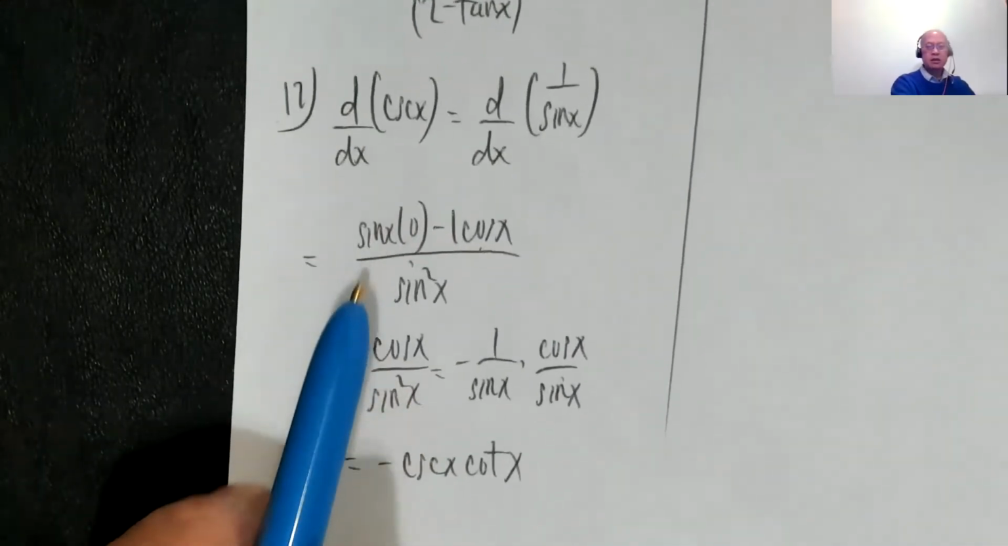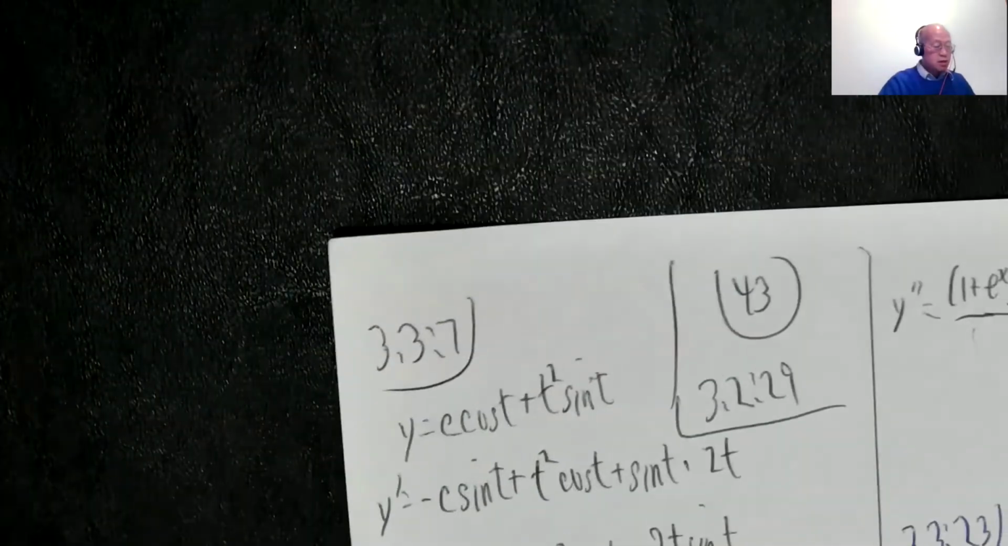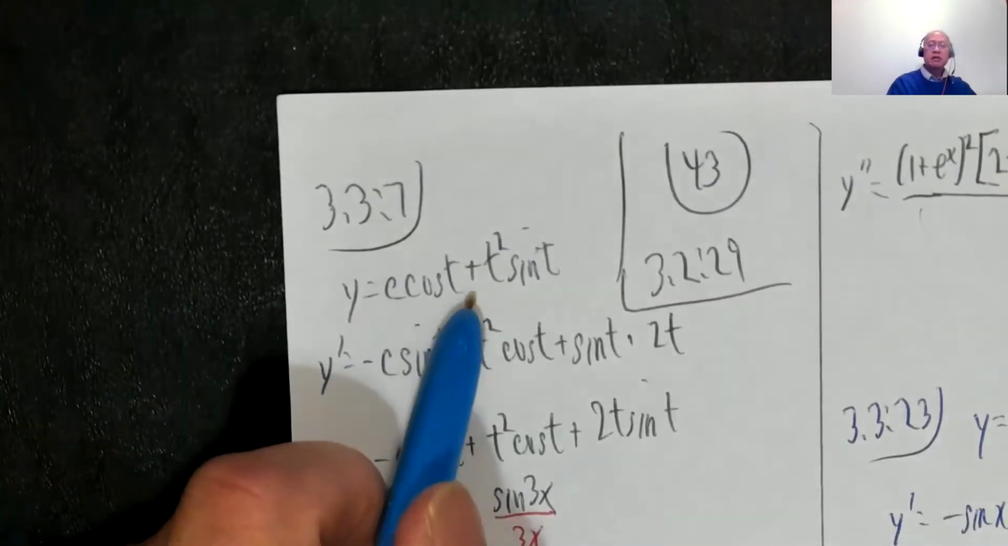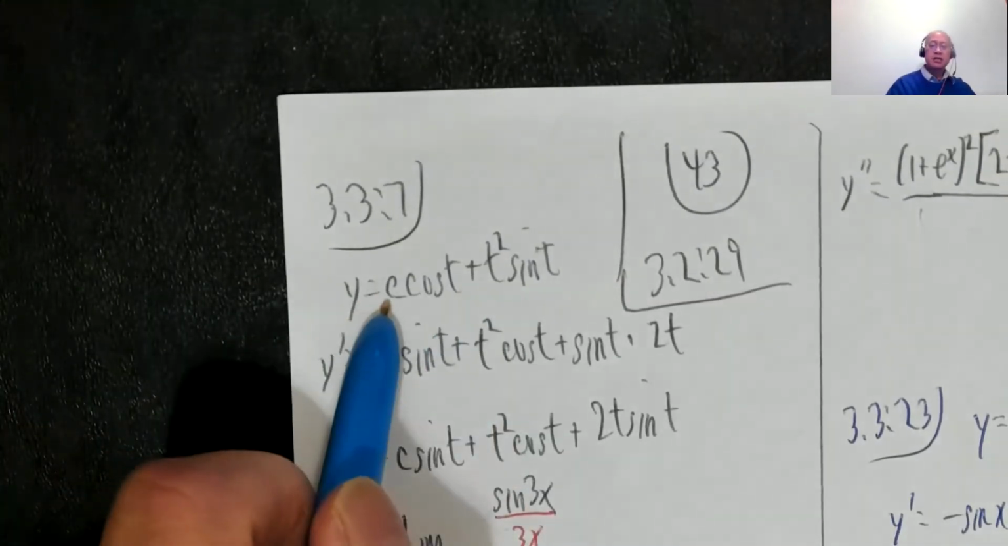Okay, this one asks to derive the derivative of the cosecant. We already did that, so I showed you that already. So do that again. See, 3.3, number 7, y equals c cosine t plus t squared sine t. C is considered a constant.